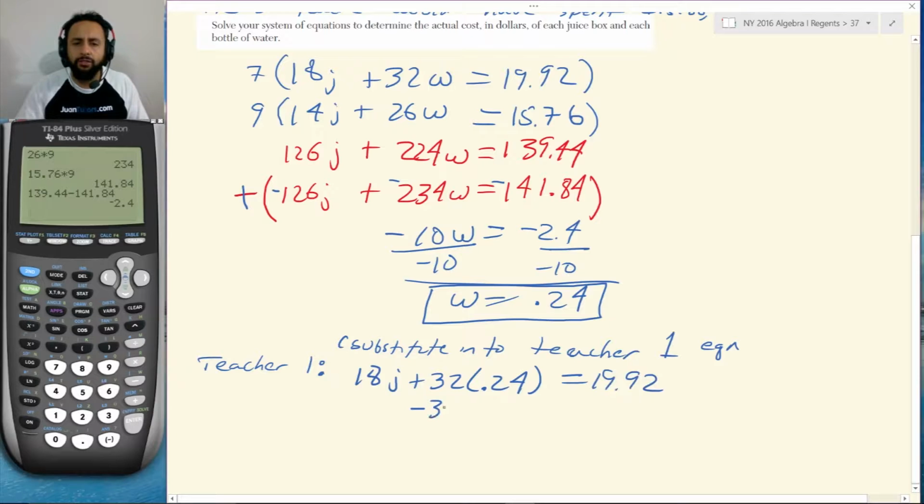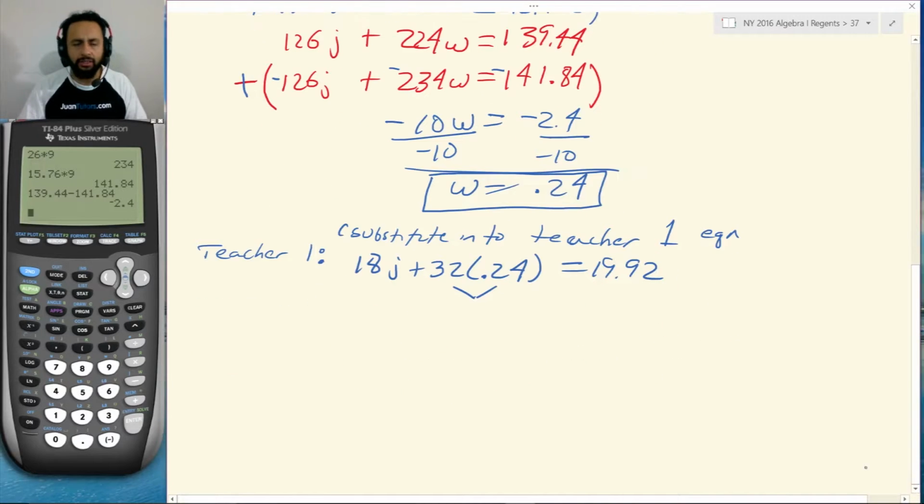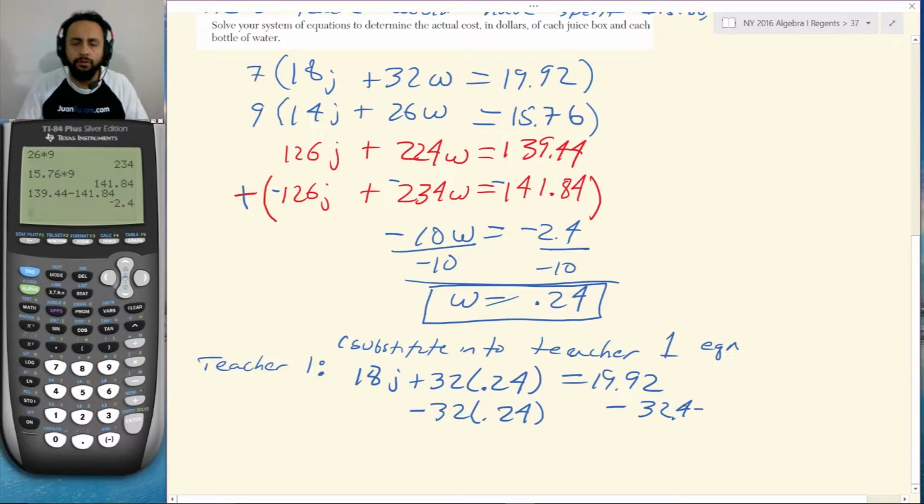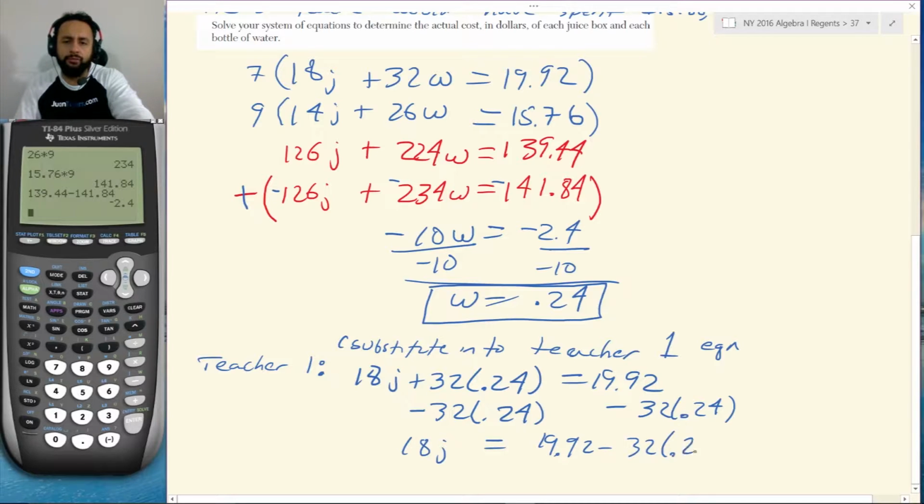So I'm going to subtract 32. You know what? Students are more comfortable with the multiplication first, so let me do that. Let me do what I'm comfortable with doing because I found that I get more progress with students. Minus 32 times 0.24. And then I can multiply that out. I get 18j equals 1992 minus 32 times 0.24.